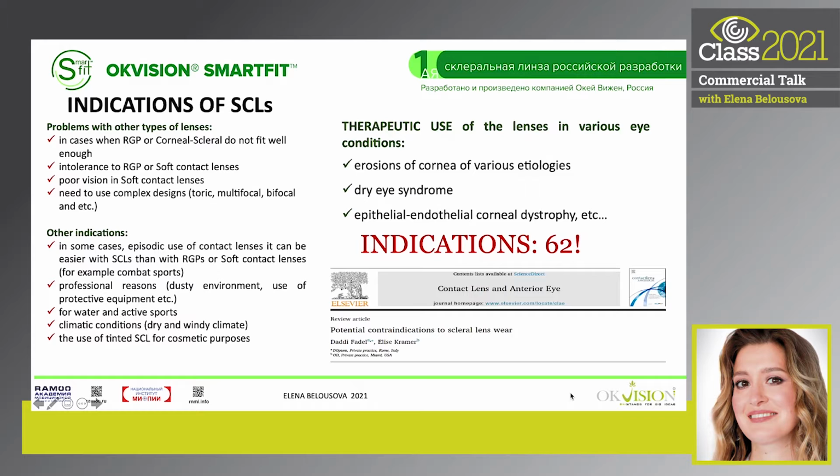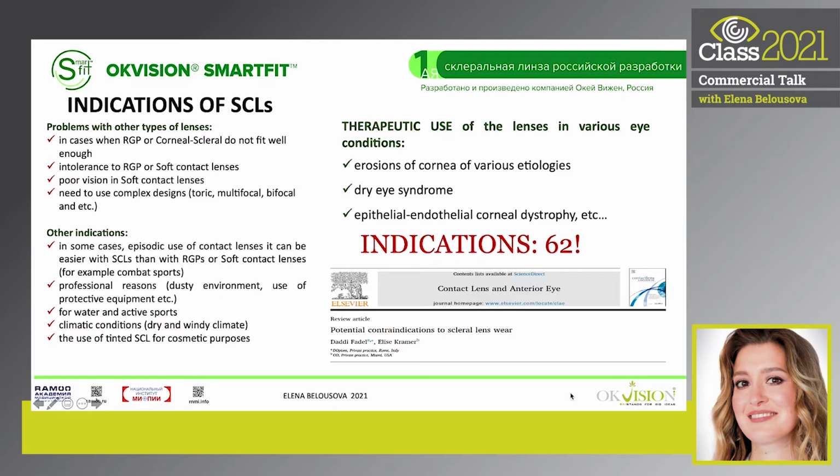In some cases, problems with other types of lenses can lead to fitting scleral contact lenses: when RGP or corneal lenses do not fit well enough, when the patient has intolerance to RGP or soft contact lenses, if you have poor vision in soft contact lenses, or if you need to use complex designs such as toric, multifocal, bifocal, and some others.